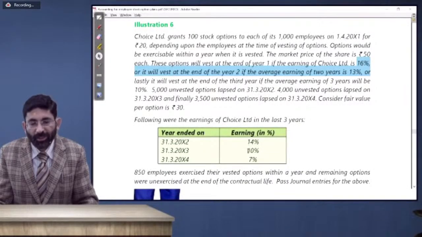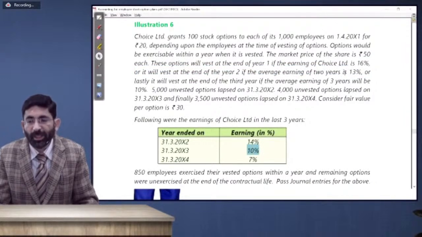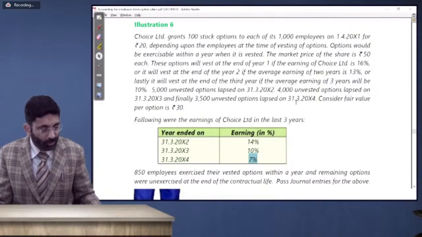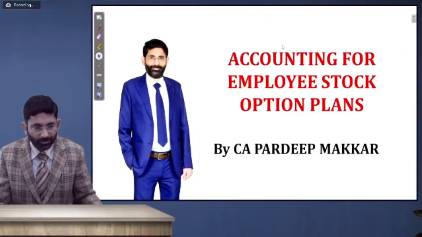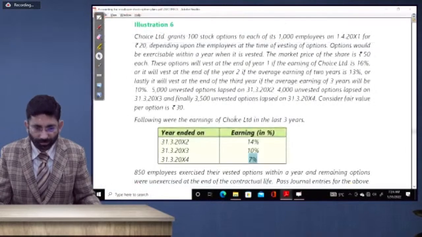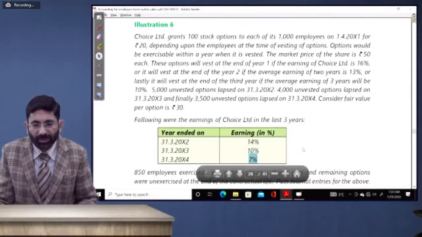Then in another year, in the next year, we have given them an option that you may get this if your earning is average 13%. So it is 10% in 31st of March 2013. And then he says in the next year it is 7%. So that is given to you.